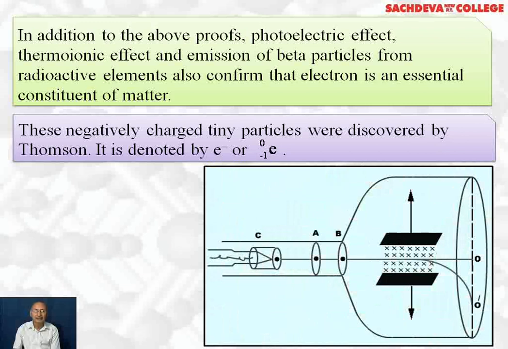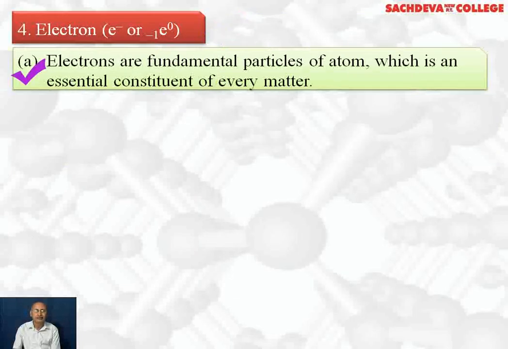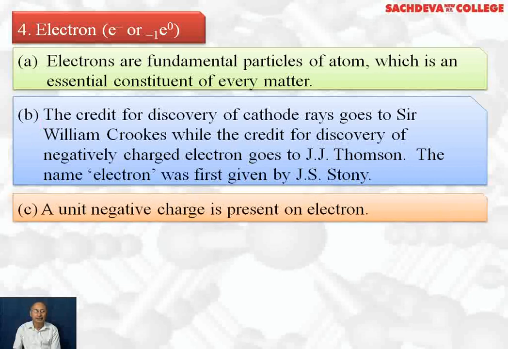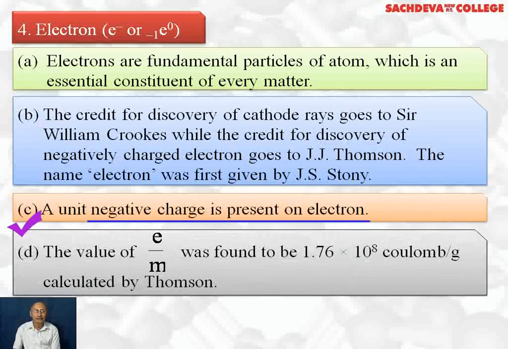And this is the experiment done by J.J. Thomson to find out the e over m ratio of electrons. Now, what are electrons? Electrons are fundamental particles of atom, which is an essential constituent of every matter. The credit for discovery of cathode rays goes to William Crookes, while the credit for discovery of the negatively charged electron goes to J.J. Thomson. The name electron was first given by J.S. Stoney. A unit negative charge is present on electron. The value of e over m ratio was found to be 1.76 into 10 to the power 8 coulombs per gram. It was calculated by J.J. Thomson.